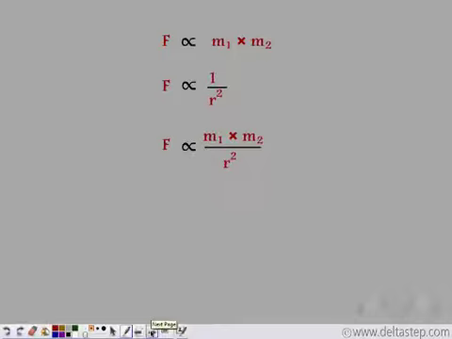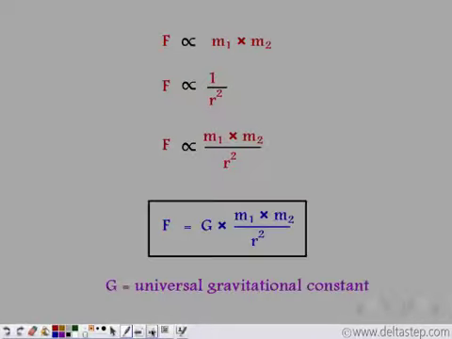Further, we can remove the proportionality sign by introducing a proportionality constant. So F is equal to G into m1 into m2 divided by r square, where G is known as the universal gravitational constant. Note that G is a constant here. G is independent of the masses of the two objects, and it is also independent of the distance between the two objects. Now, what is the SI unit of G?